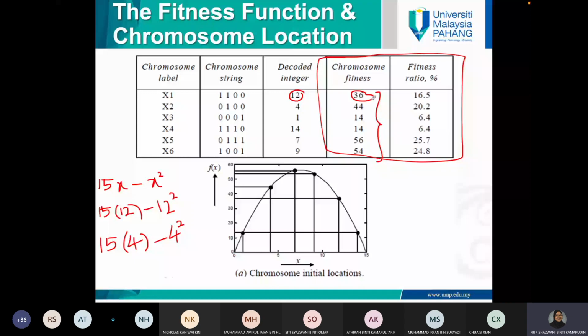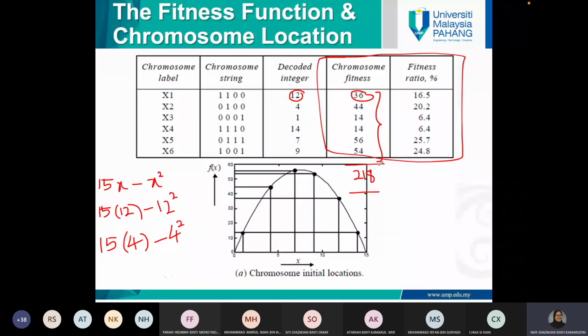After that, how can we get the fitness ratio? You add up all these values. You add up all the total chromosome fitness: 36 plus 44 plus 14 plus 14 plus 56 plus 54. What is the total? Anybody can tell me? 218. Thank you. So 218 is the total chromosome fitness for all these 6 chromosomes.